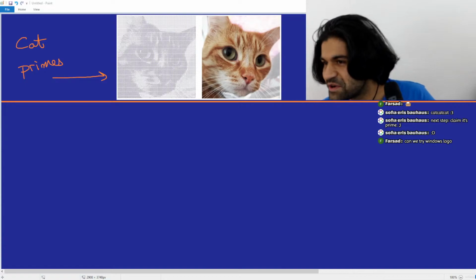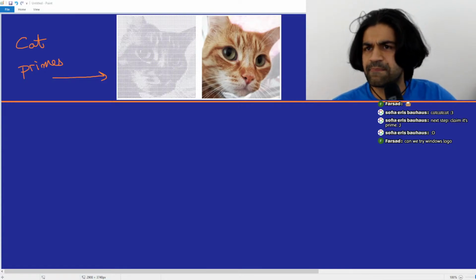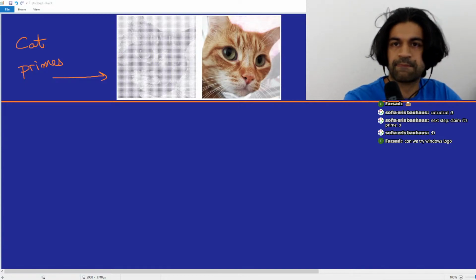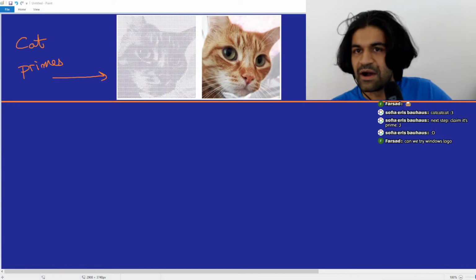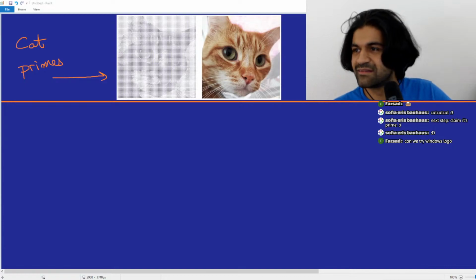Can we try Windows logo? Absolutely. I'll do the Windows logo. Here, let me look up a good picture of the Windows logo. Which one? Do you want the old one or the new one? Let's do the new one.